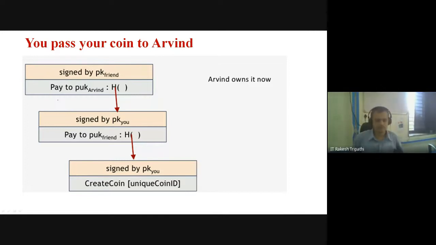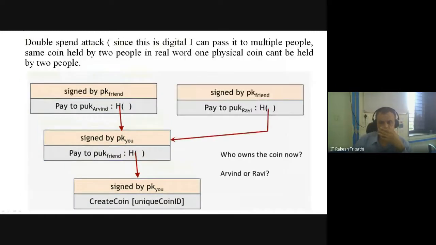The problem with this is double spending. What can go wrong is double spending. What will happen if your friend has given the same money twice? You can make multiple copies of a digital coin. This is not possible in real life, because you have a 100 rupee note, and either you give it to your friend Arvind or to Ravi. You cannot give it to two people. But since it is in the digital world, you can give the money to both of them.